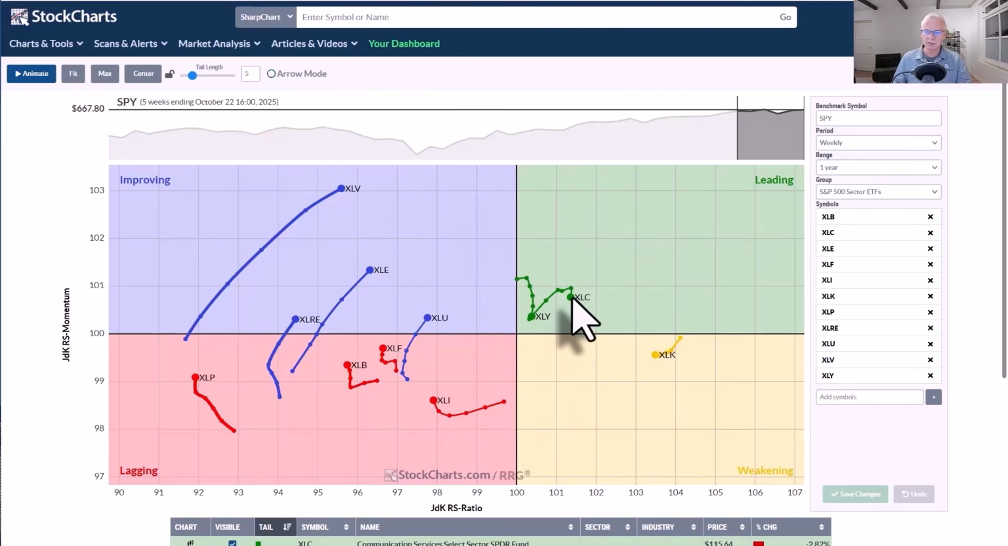We have communication services on the right-hand side. It's the second strongest reading. Still a very strong reading, despite that little hook here, inside leading, above 100. Strong sector, outperformer. Consumer discretionary, inside the leading quadrant, despite the fact that it's rolling over, and that's kind of a negative. And I'm not super happy about it, especially when you bring in the price chart of XLY. So I am labeling this as caution, as potentially weakening.